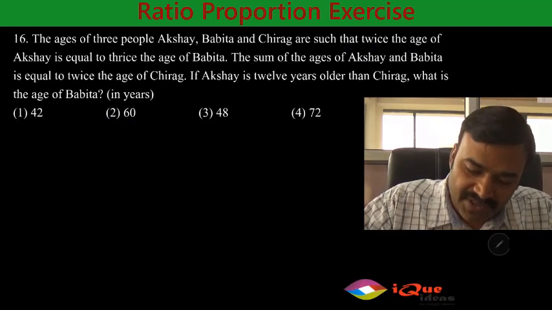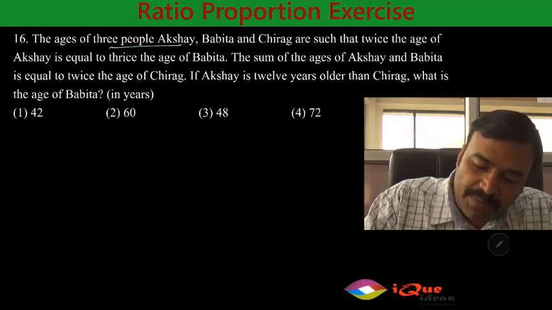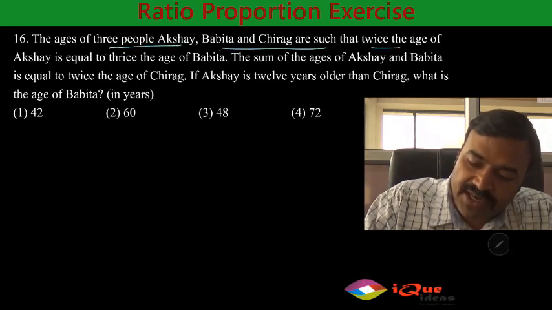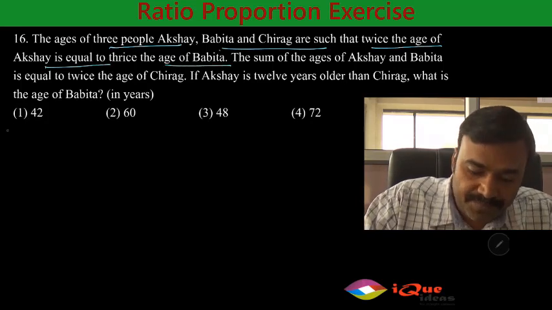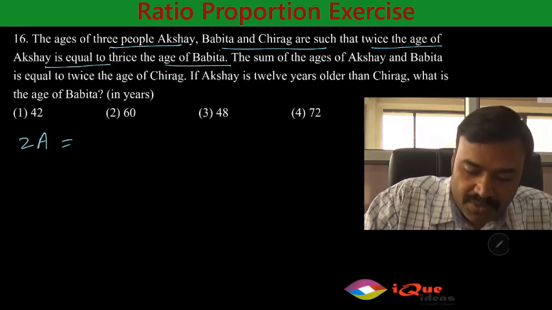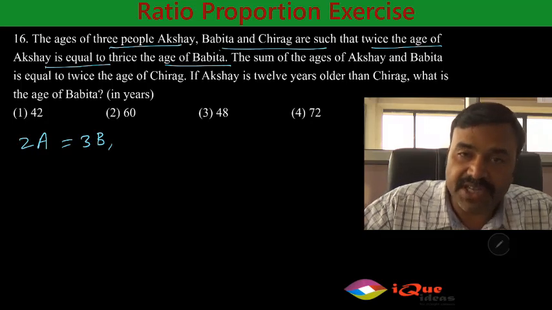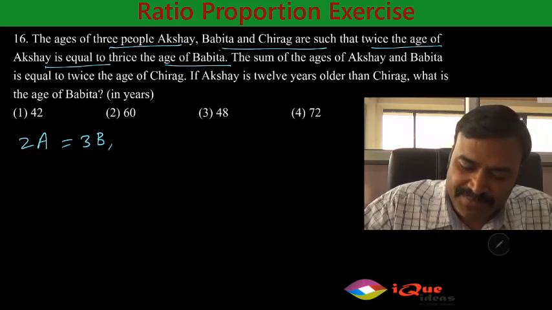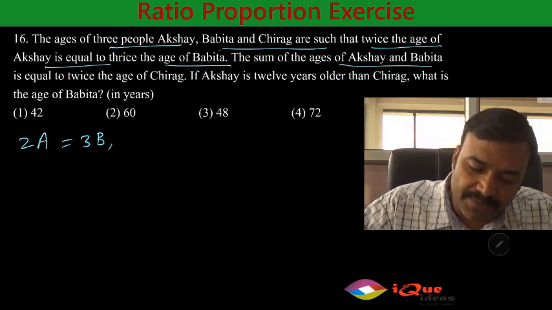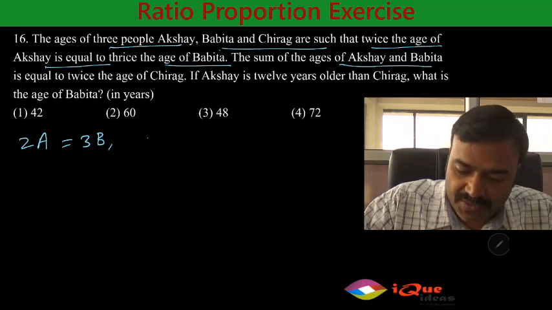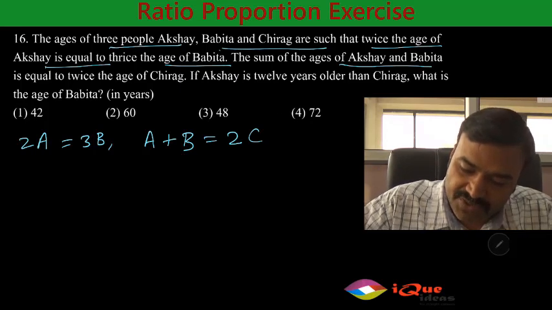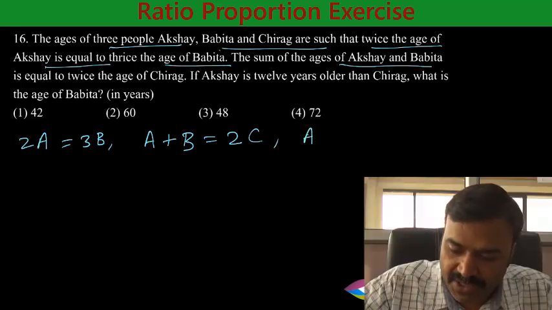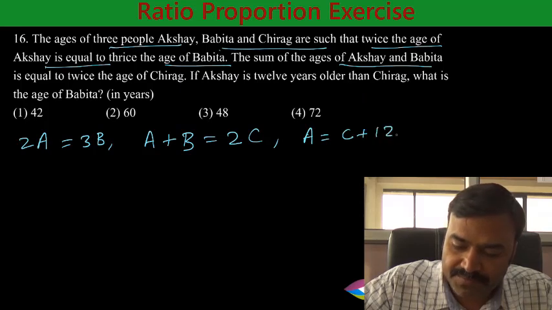Alright, the next question, a good one. The ages of 3 people, Akshay, Babita and Chirag, are such that twice the age of Akshay is equal to thrice the age of Babita. So 2A is equal to 3B. Perfect. You are taking Akshay as A, Babita as B, obviously. The sum of ages of Akshay and Babita is equal to twice the age of Chirag. So A plus B is equal to 2C. Perfect. And Akshay is 12 years older than Chirag. So A is equal to C plus 12.